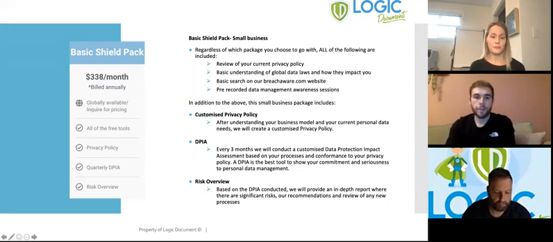A DPIA: every 3 months, we will conduct a customized data protection impact assessment based on your processes and your conformance to your privacy policy. A DPIA is the best tool to show your commitment and seriousness to personal data management. And then you'll also have a risk overview. Based on the DPIA conducted, we will provide an in-depth report where there are significant risks, our recommendations, and review of any new processes. So just to recap on the basic Shield pack, it's all of the free tools, a privacy policy, a quarterly DPIA, and a risk overview.